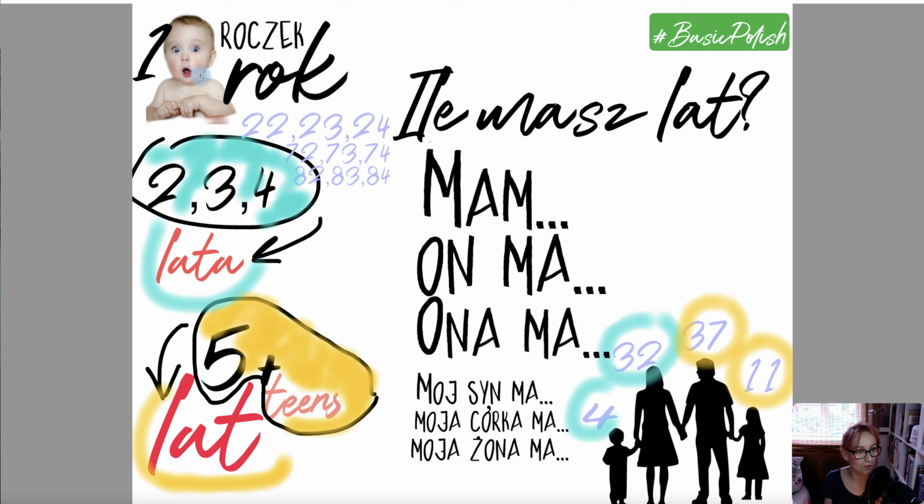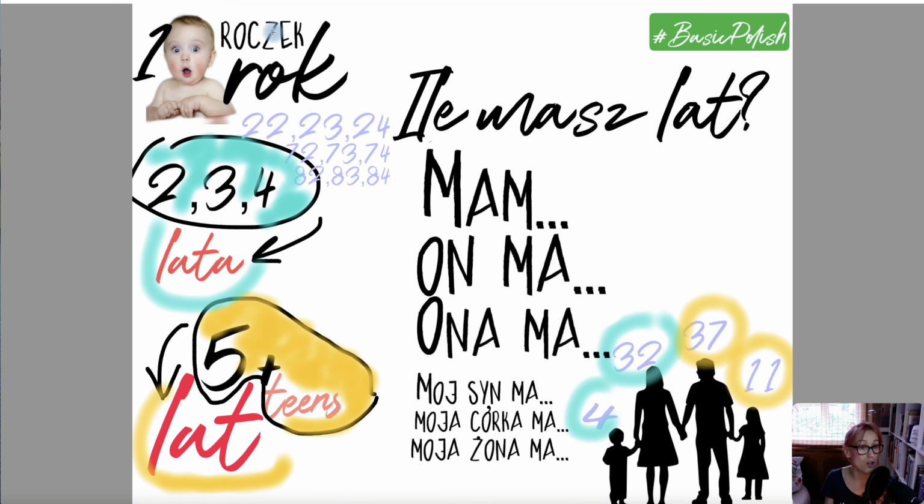So if we talk about, let's say, a little girl, and if we wanted to say she is 1, we would use ona ma. So remember, always ma or mam when it comes to age, right? Don't translate it literally. Someone is 1 year or 2, 3, 4, 10, 30 years old, because if you translate it literally and you use is, translating it to jest, you will make a mistake. So ma, mieć is the verb that you will be using. So ona ma, she has, that's the translation.